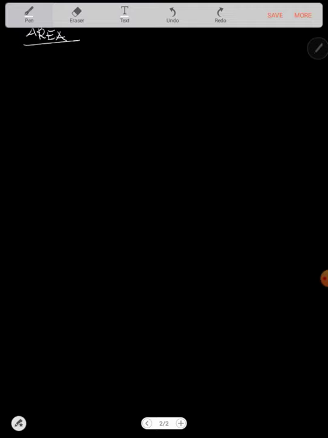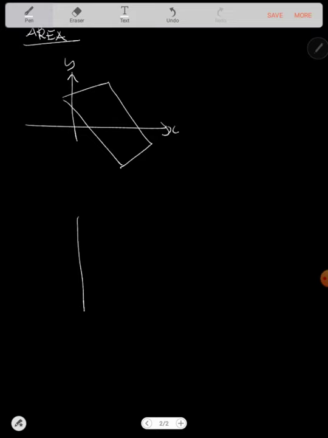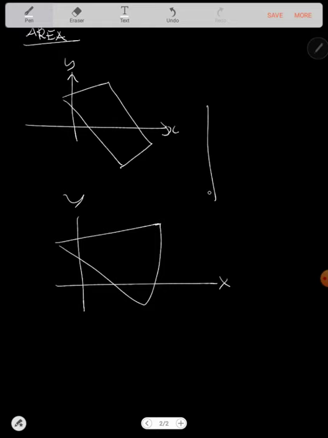We're still looking under coordinate geometry, and the last thing that we'll be looking at in coordinate geometry is the area of figures. Now there are a lot of figures that can be formed in the XOY plane. For example, in the XOY plane, you can form a shape like this, or you can end up forming a shape like this. Doesn't matter, even a circle can be formed.